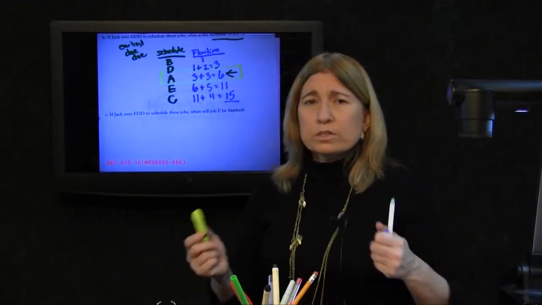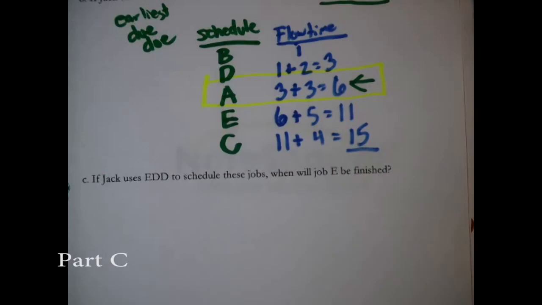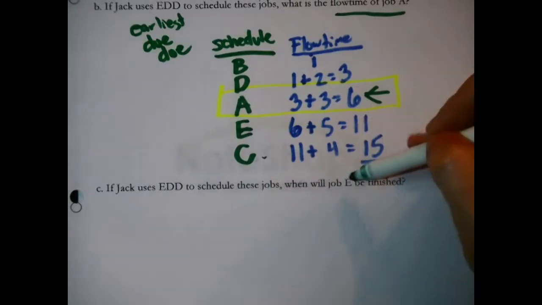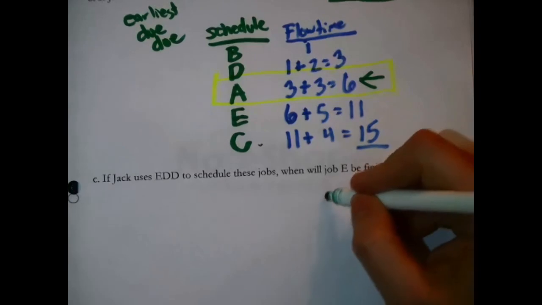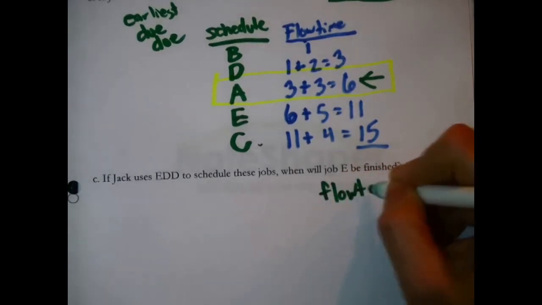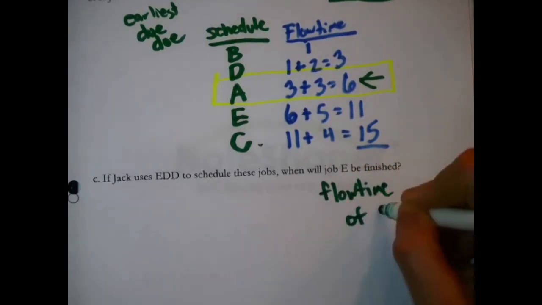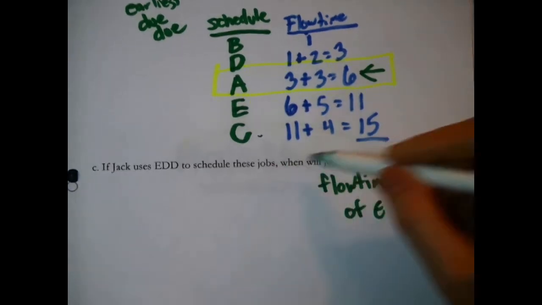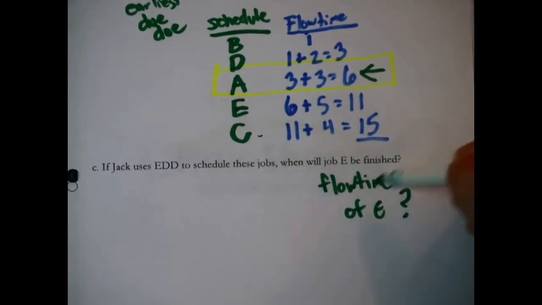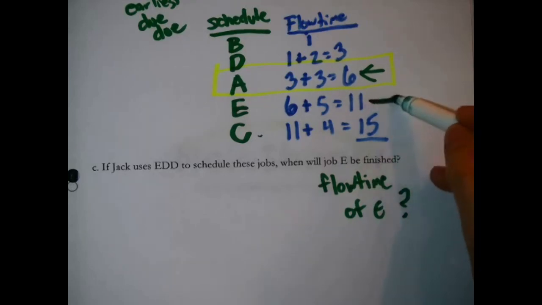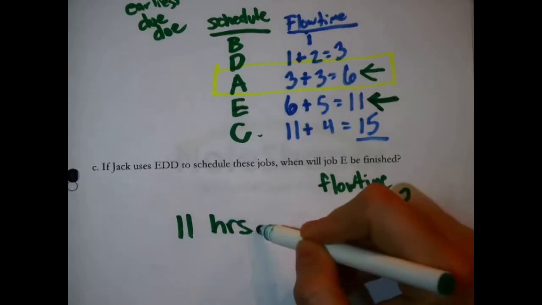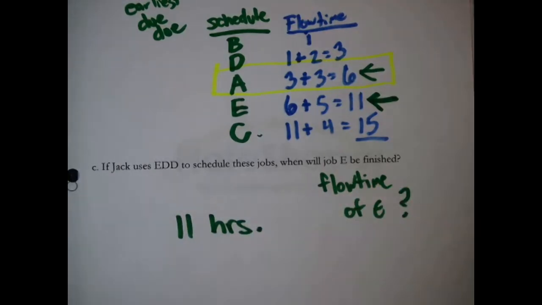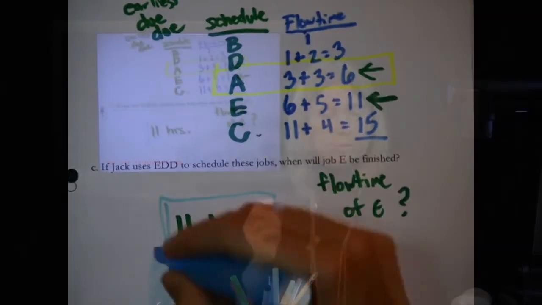Oh, all right. Now, what's the last question? If Jack uses earliest due date, which is this, to schedule these jobs, when will job E be finished? Easy! That is another way to ask the flow time of E. This is just another way to word it. When will job E be finished is asking for the flow time of E, and we had gone ahead and found that anyway. That is 11 hours. So, that's finished.